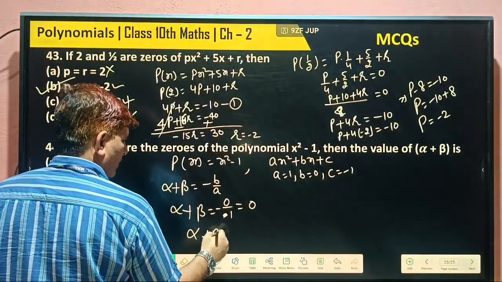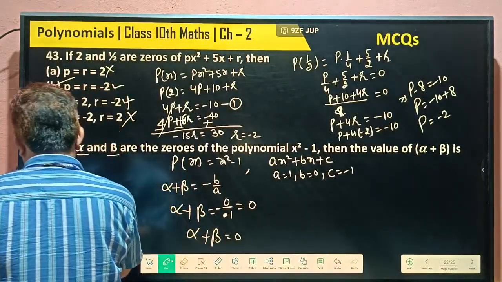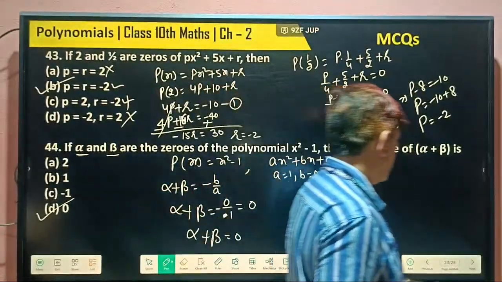Alpha plus beta is equal to 0. So what's your answer? D is your answer.